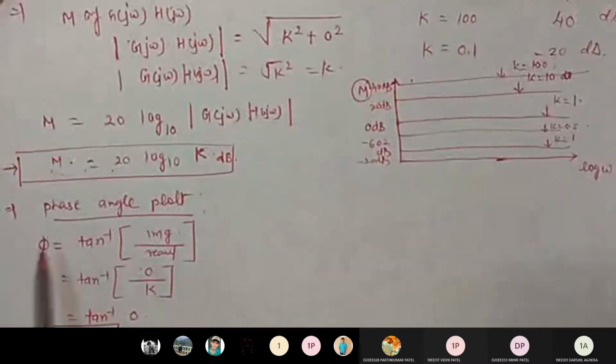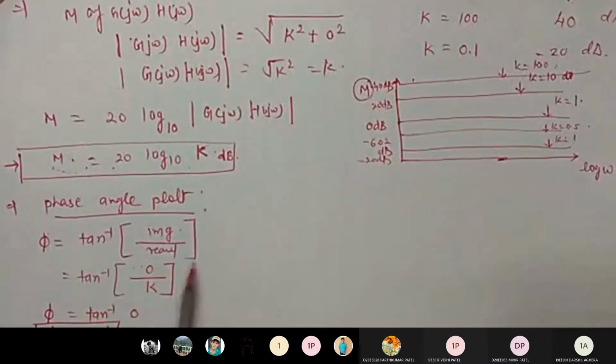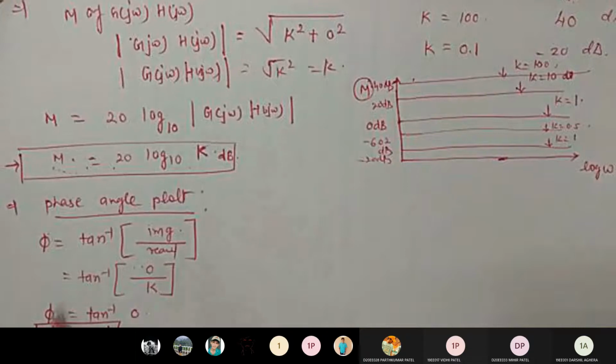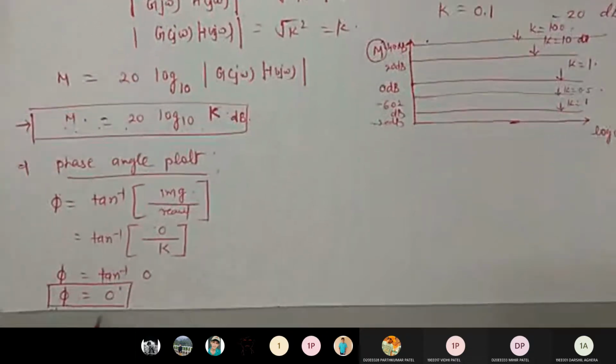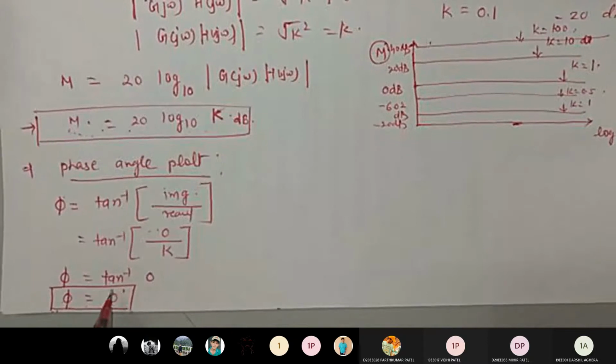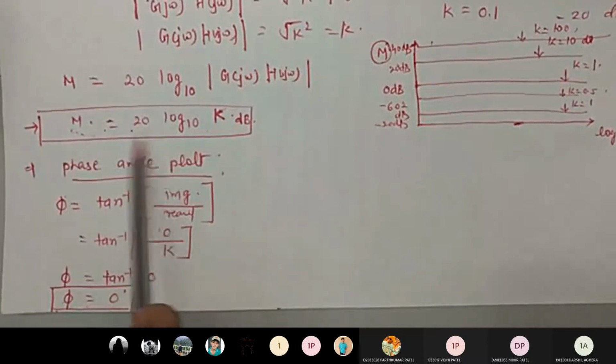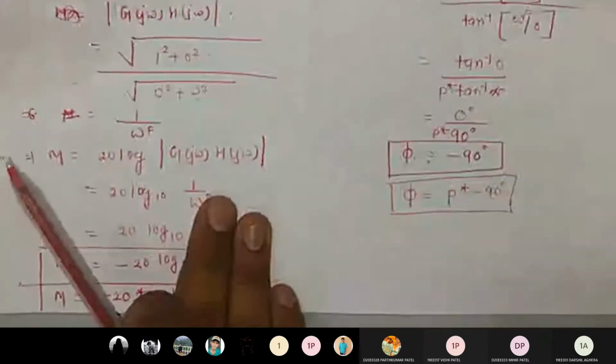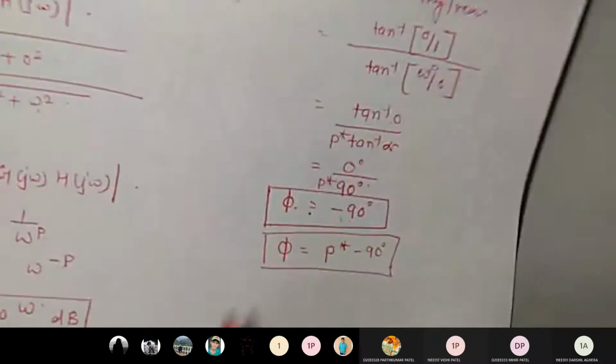Similarly, for the phase angle, phi is equal to tan inverse imaginary upon real. So we have got 0 degree. So the contribution made by the K factor as far as the phase angle is concerned is nothing but 0 degree. But for the magnitude, it is 20 log K. Okay, now second factor we have taken, pole at origin.